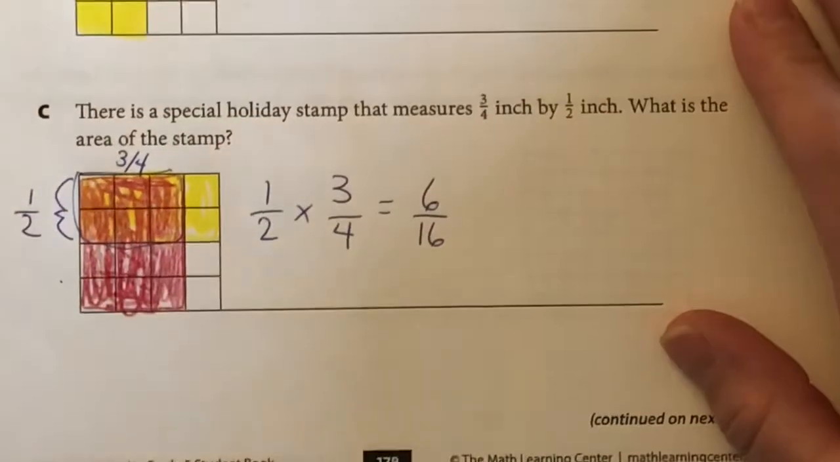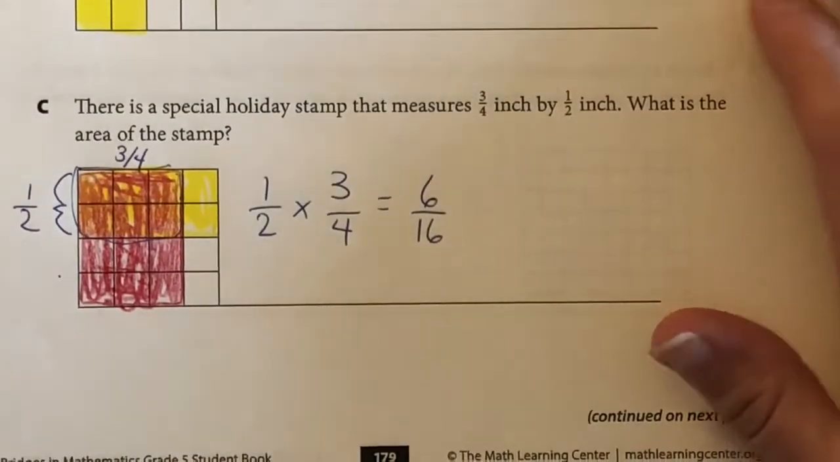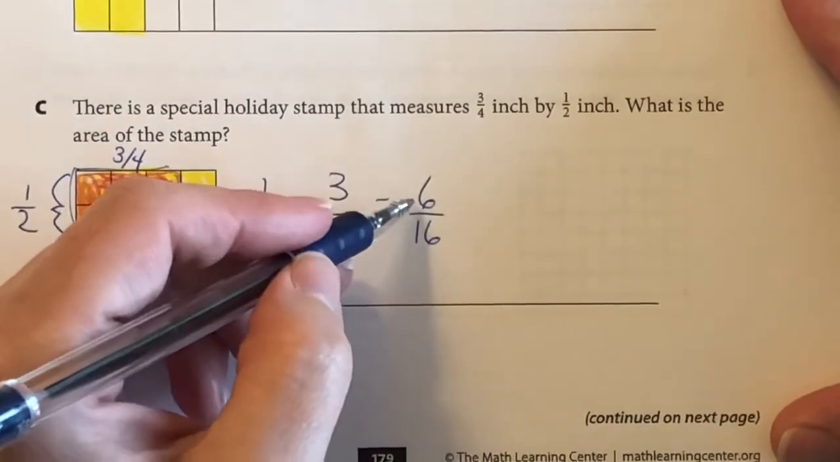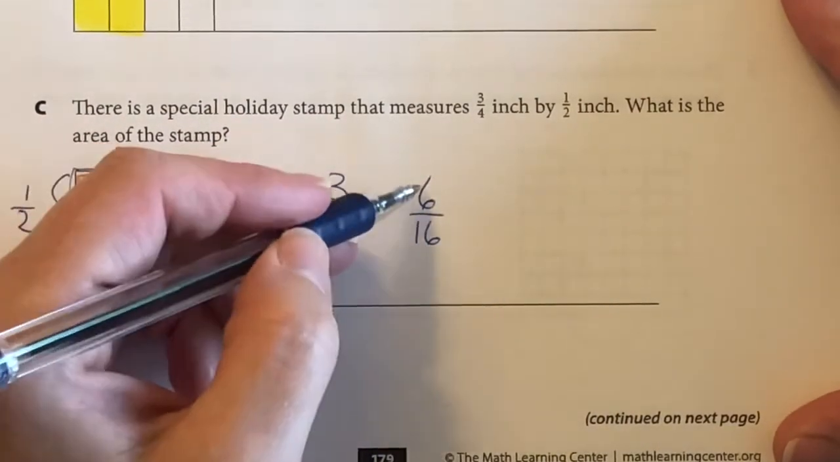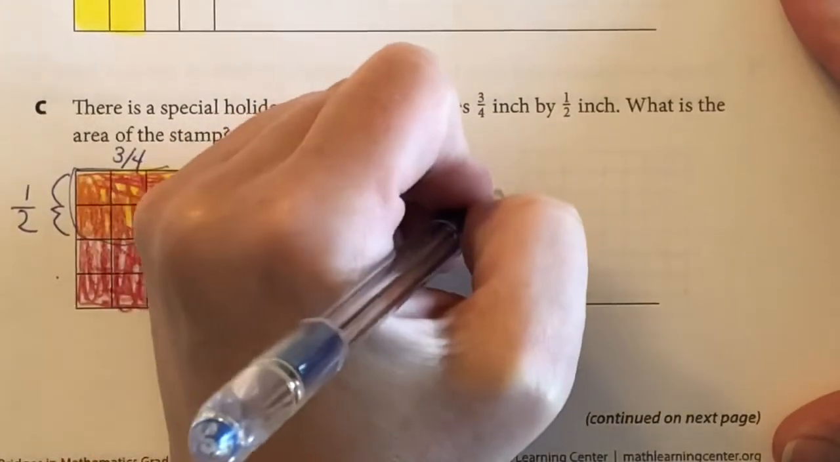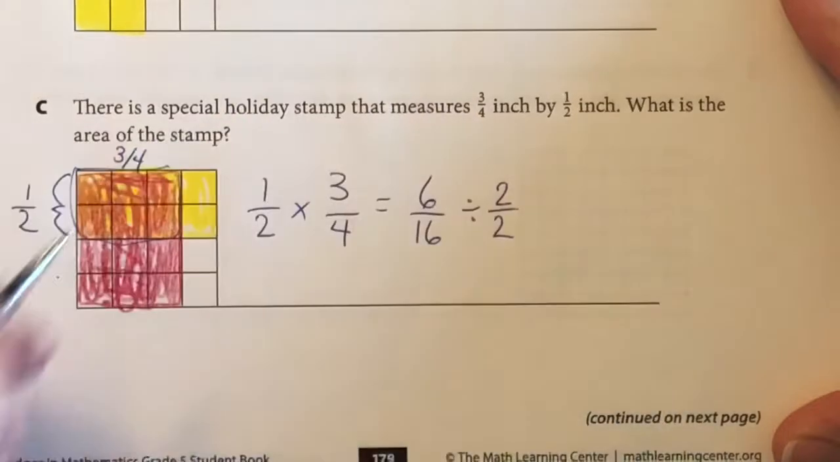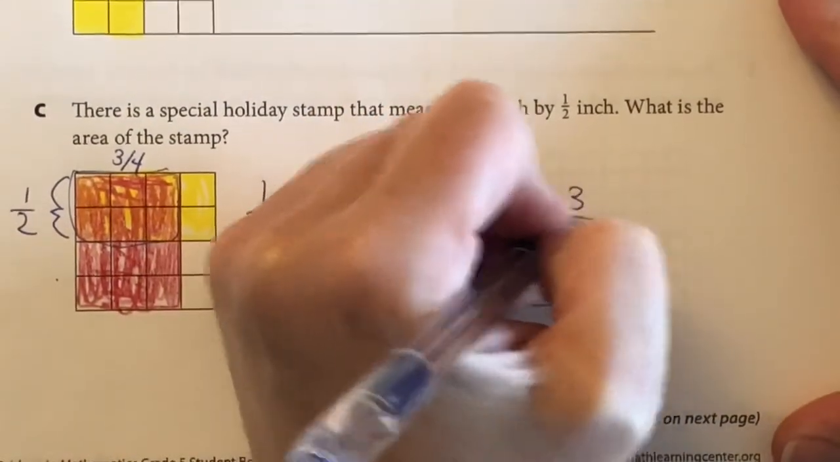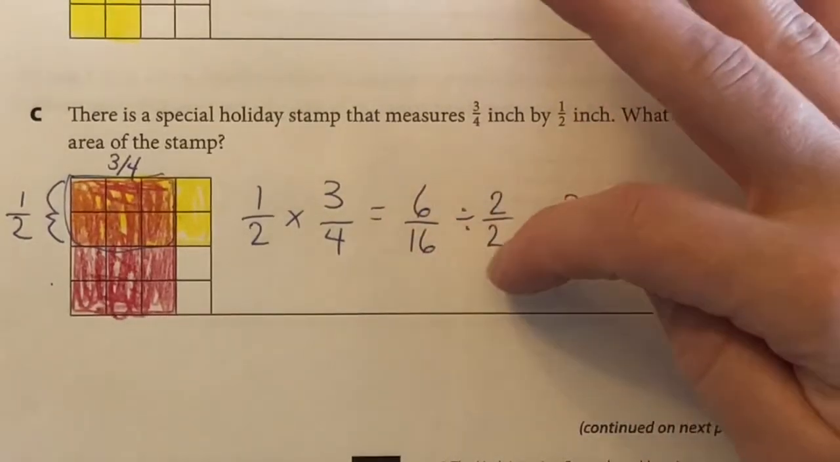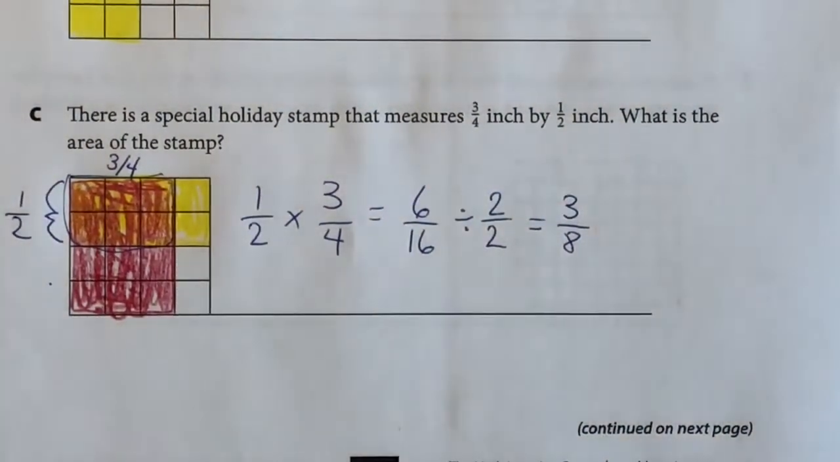6/16. And yesterday we actually simplified our fractions, if you remember, by dividing it by the greatest common factor, which in this case would be 2. So if I divide it by 2/2, it'll actually equal 3/8. 6 divided by 2 is 3. 16 divided by 2 is 8. So 3/8.